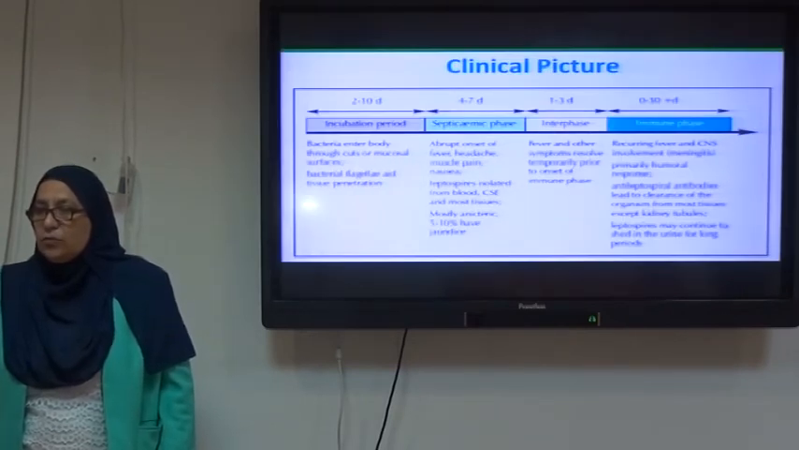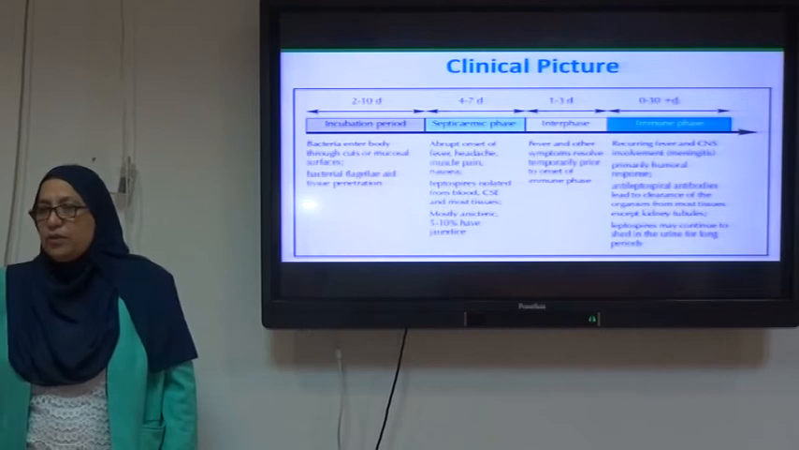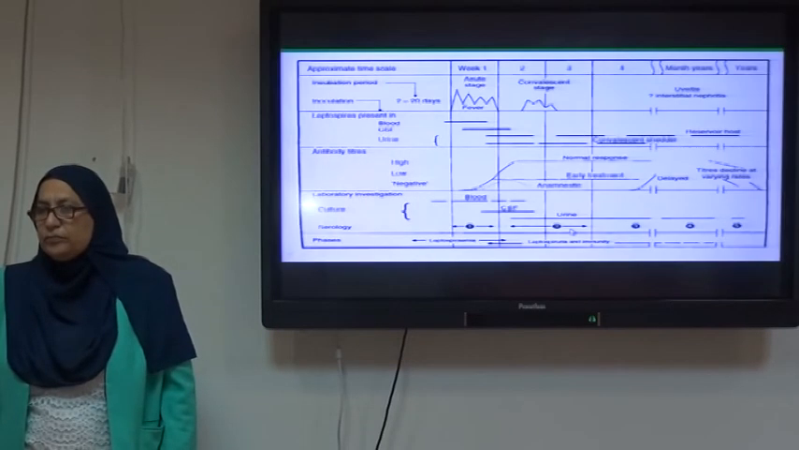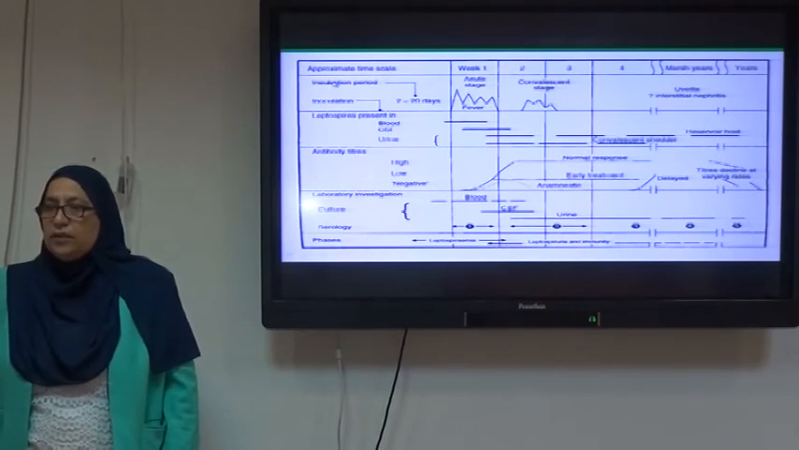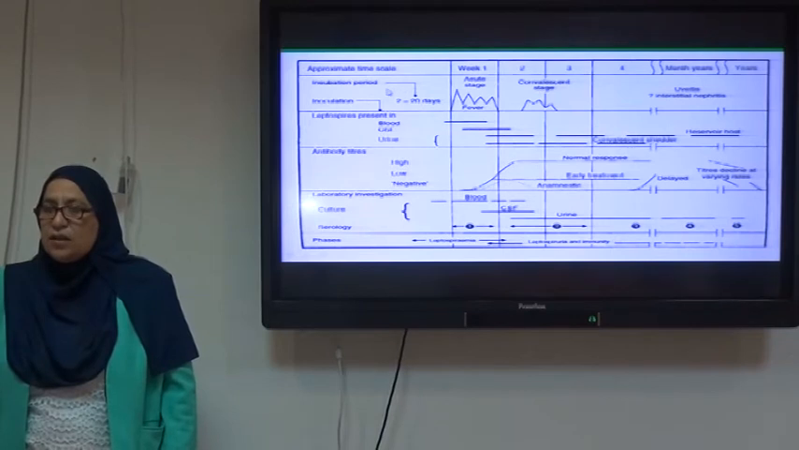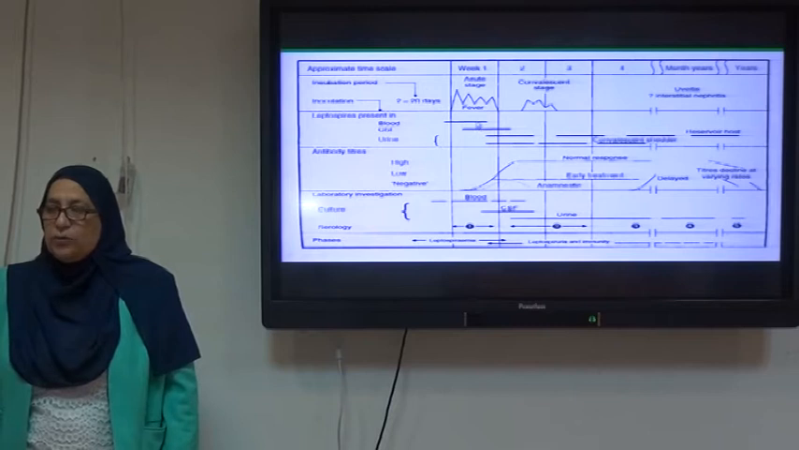This is a small flow chart to remind you of the different stages. This figure represents different stages of the disease. The acute phase, the bacteremic phase, here there is high fever. I can isolate the organism from blood and CSF.